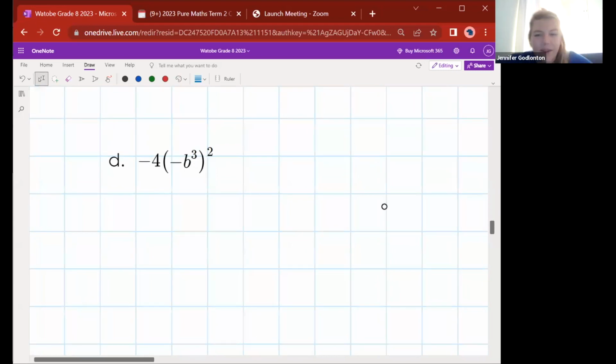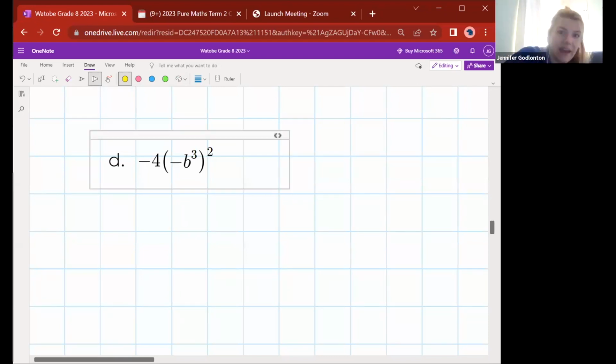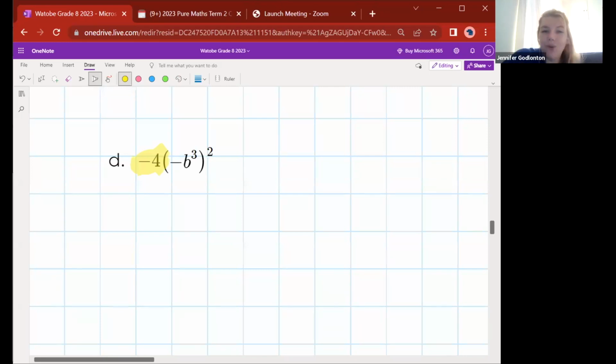Winning. Okay. My first question to you with this question before you jump in, because now we have to combine the ideas that we learned in B and C. Is that -4 in the brackets, or is it not in the brackets? That's my first question to you.